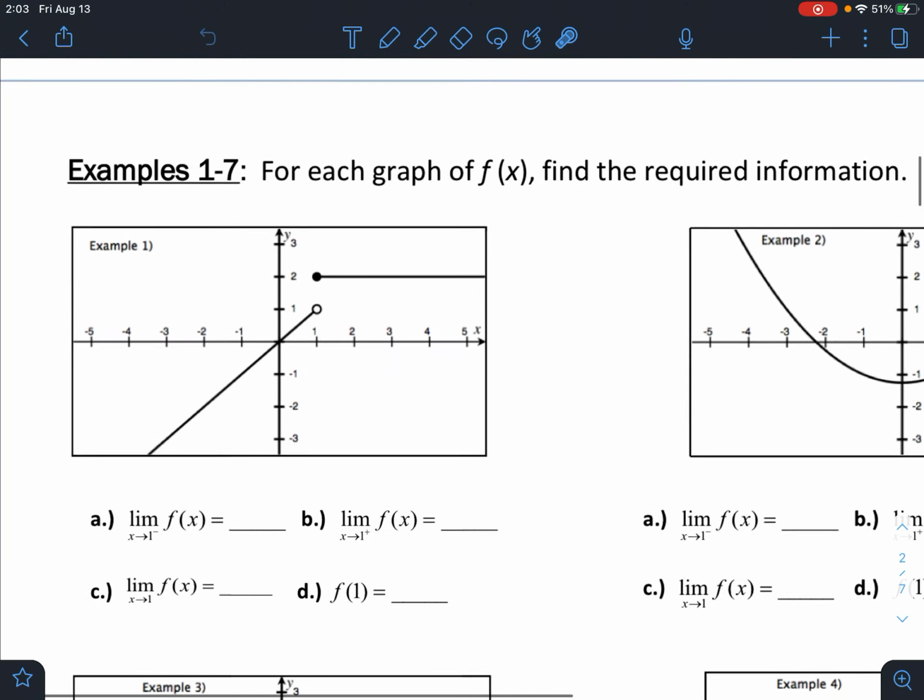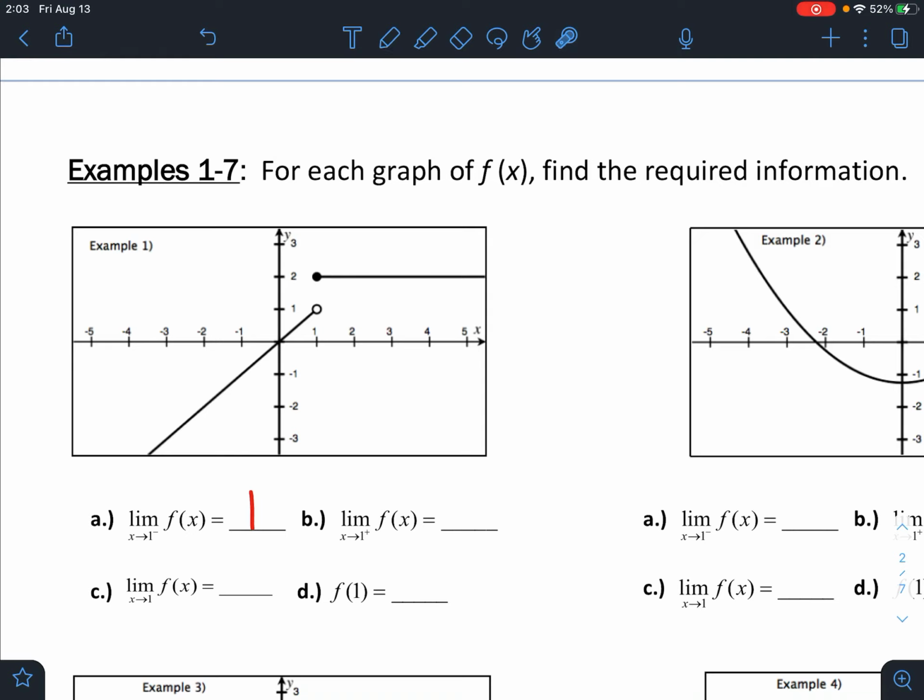So here are some examples. For each graph of the function f, find all required information. We have example one here. We have a piecewise function. And question A says, what is the limit as x approaches 1 from the left? So as x approaches 1 from the left-hand side, where is y trying to reach? It's trying to reach this point right here, which is y equals 1.